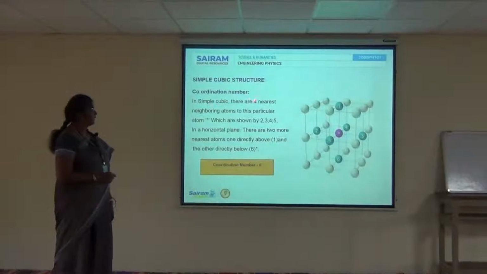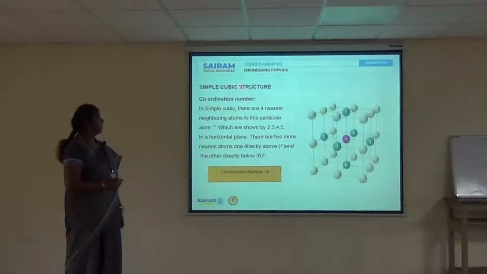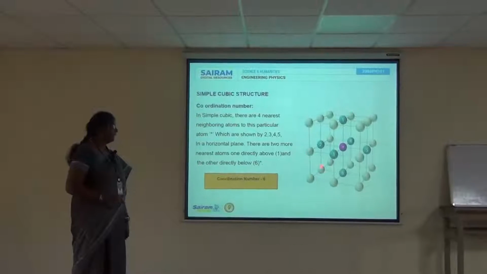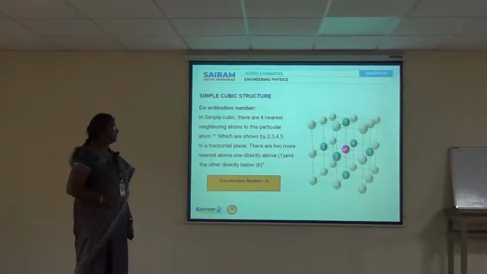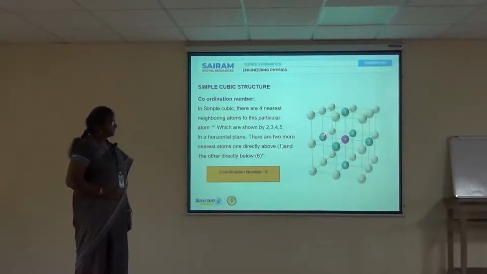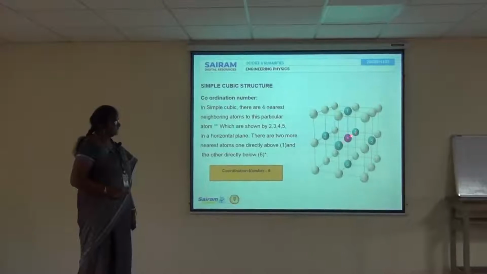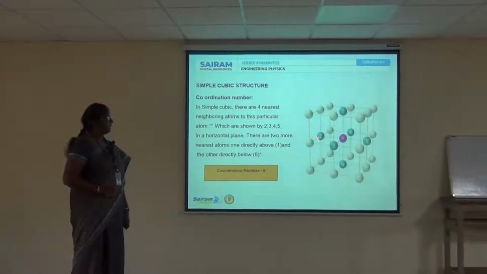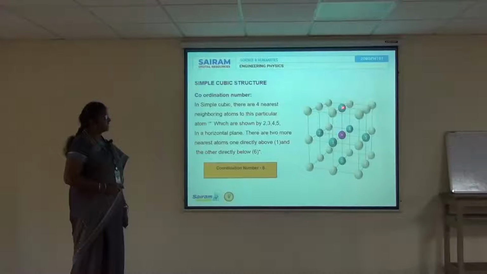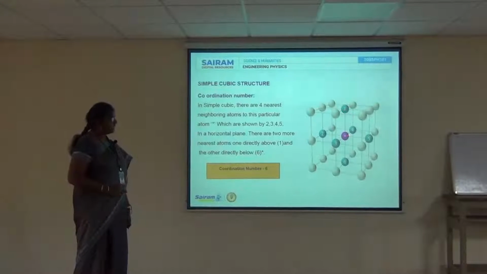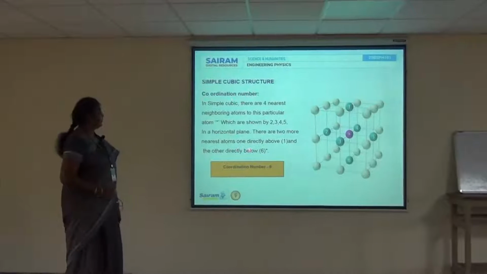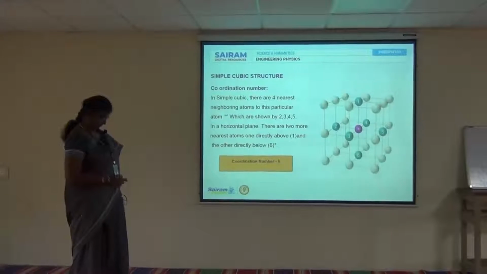We know what coordination number is. To find the coordination number of a simple cubic structure, I have given this diagram. This has 8 unit cells. I have taken a reference atom in purple color. This purple atom has 4 nearest neighboring atoms in the same plane, which I have named 2, 3, 4, 5, and one atom just above it and one atom just below it. So the coordination number for the simple cubic structure is 8.